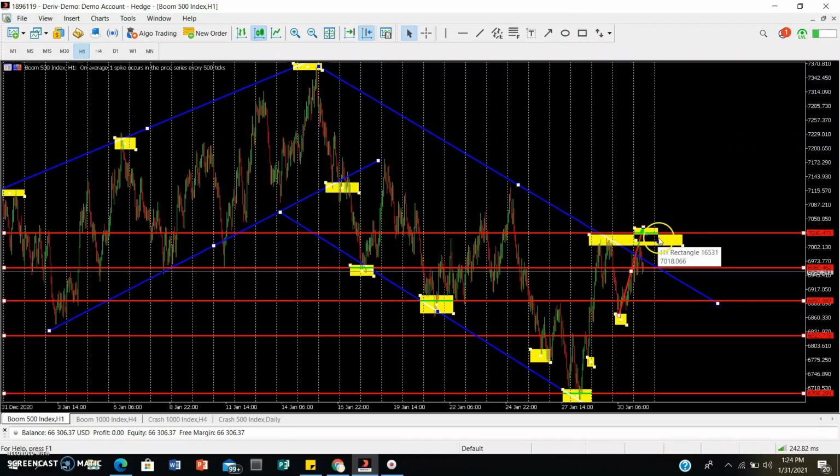Price is finding this zone very resistant, and it's most likely going to take a major turn back all the way down here. Why? Because price kept on testing this price point and failing to break. Price kept on testing, so eventually price will collapse strongly. There will be a strong sell because of the continuous resistance in price, right? Okay, so that's for Boom 500.